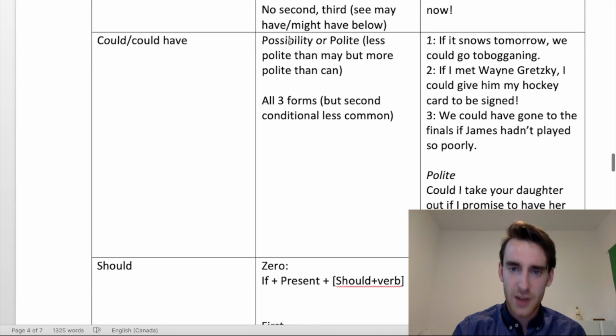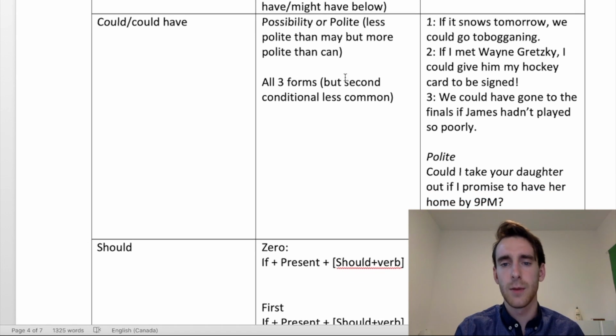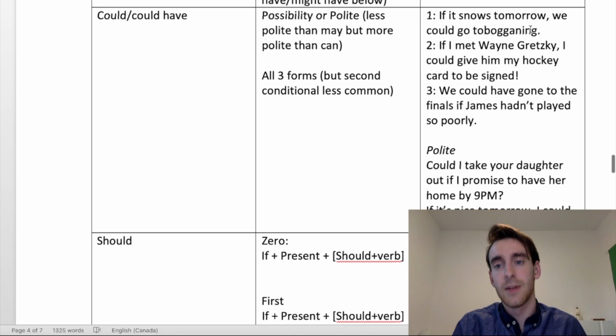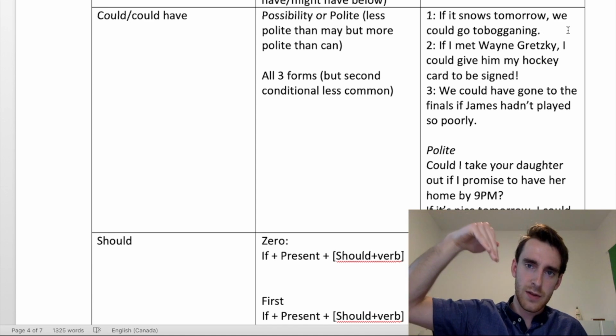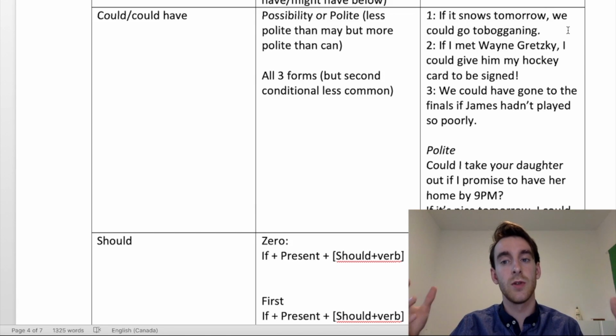So possibility or polite. It can be used for both. Could and could have in all three forms. But the second conditional I'd say is less common. So the first one here, if it snows tomorrow, we could go tobogganing. We could go down the hill in the snow. So it's a possibility. We could.